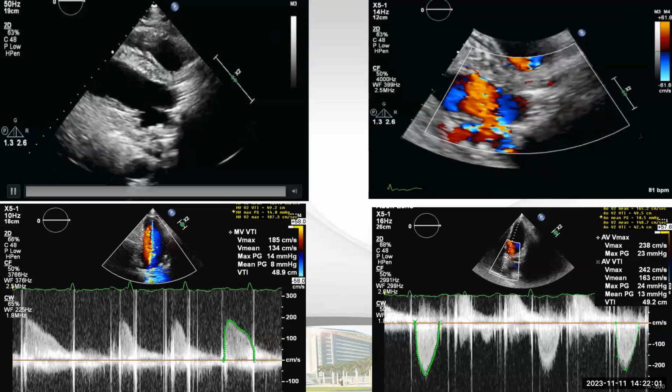While in a mechanical or tissue mitral valve, that means mitral valve replacement, the accepted gradient is up to 5 to 6. I'm talking about the mean gradient. The acceptable is 5 to 6 millimeters of mercury of mean gradient. More than this, you may start to consider this could be a high gradient.